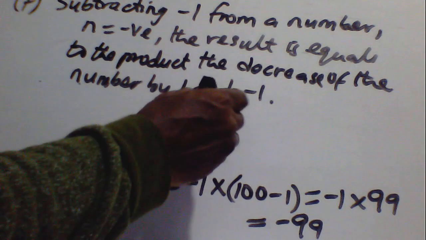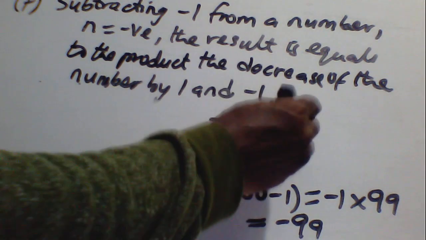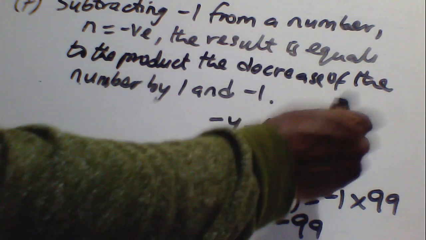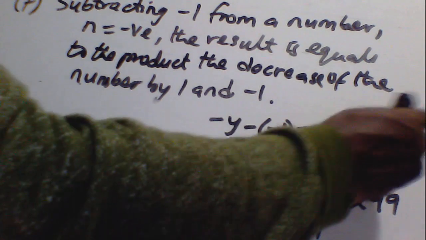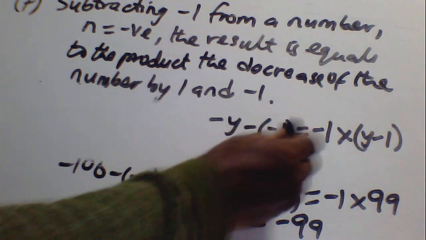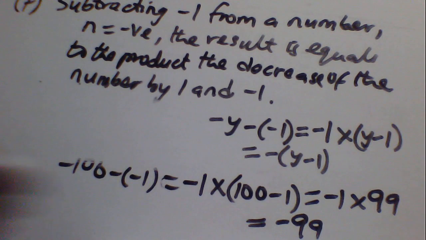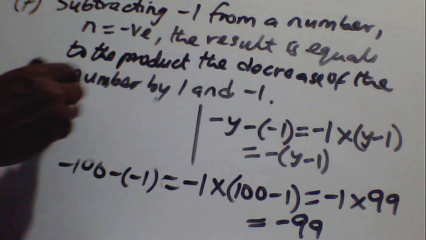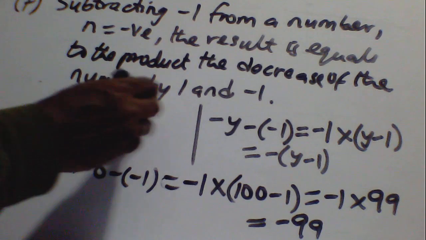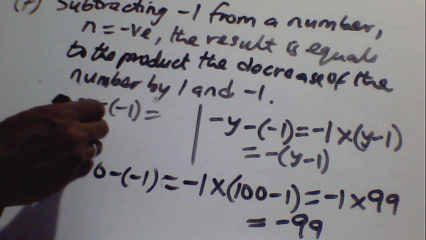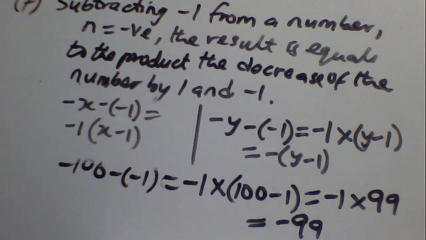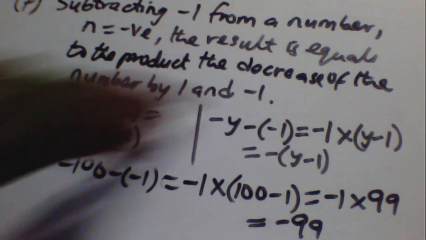For example, minus y minus 1. This is equal to the product of minus 1 and the decrease of y by 1. And this gives us minus in bracket y minus 1. Again, if you have minus x minus 1, this is minus 1 in bracket x minus 1. So subtracting 1 from a number, in this case the number is positive, a negative number, the result is equal to the product of the decrease of the number by 1 and the minus 1.